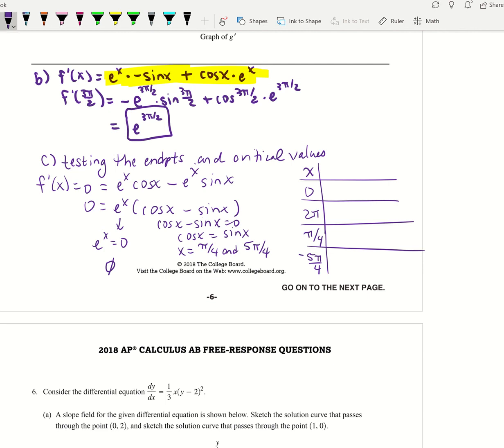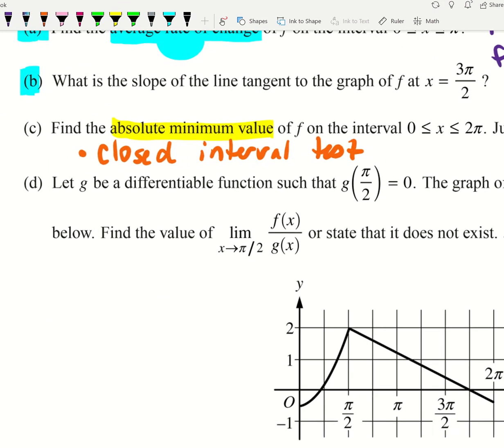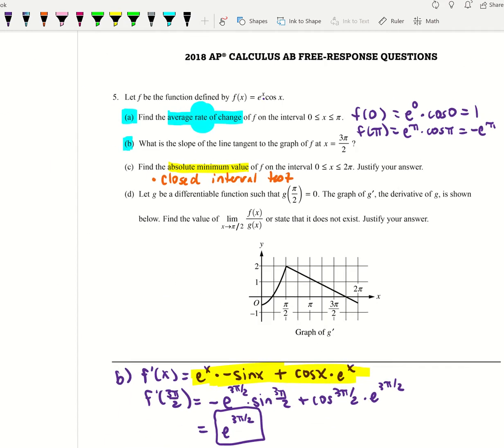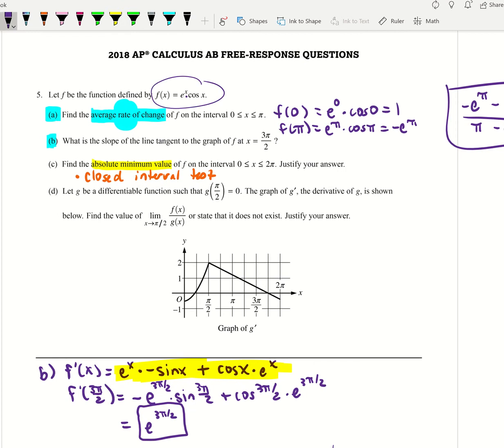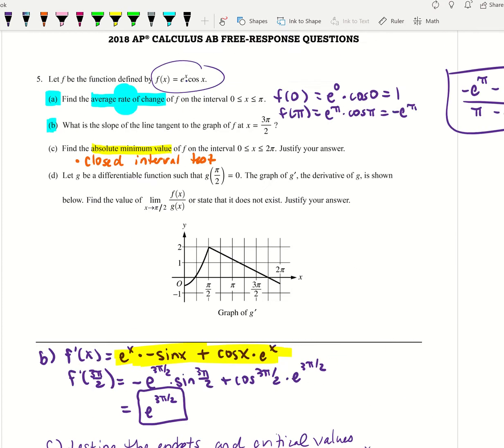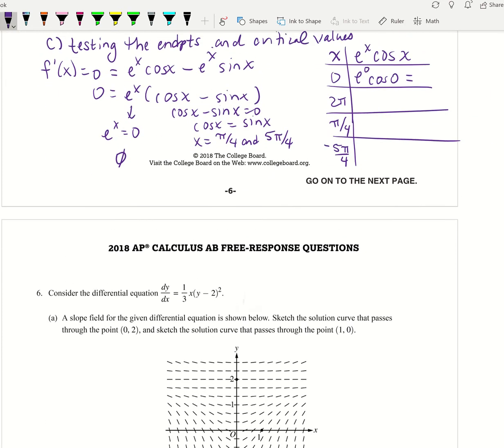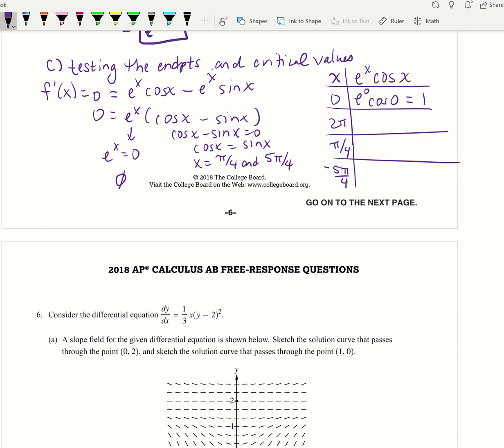You might ask, well, what am I testing it in? Well, whatever I'm finding the absolute extrema of. I want the absolute minimum value of f, of e to the x times cosine of x. That's what I'm testing. So I'm going to take each of these x values and substitute them in and see what I would get. Oh, wait a minute. I think I actually already did this. Earlier, I already did f of 0 and got 1. I could do it again if I wanted to, or I could pull that answer.